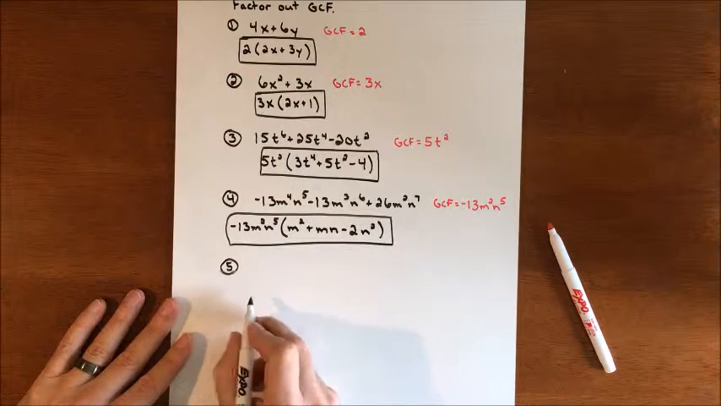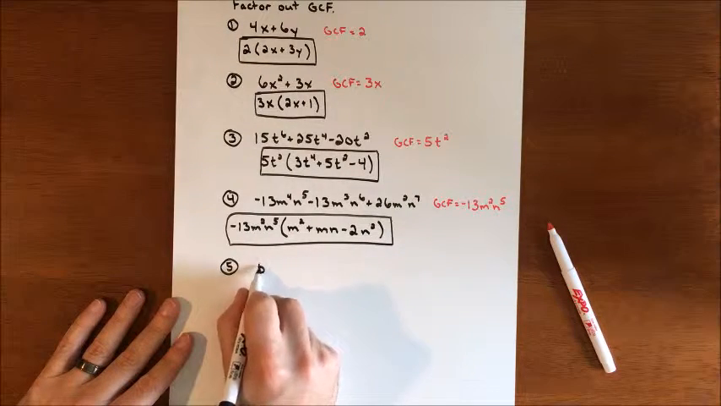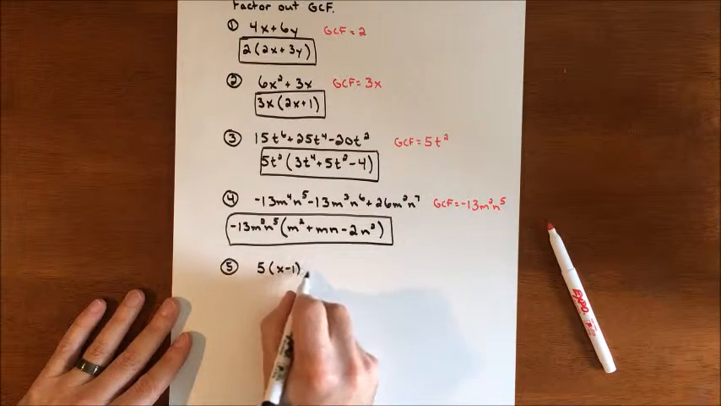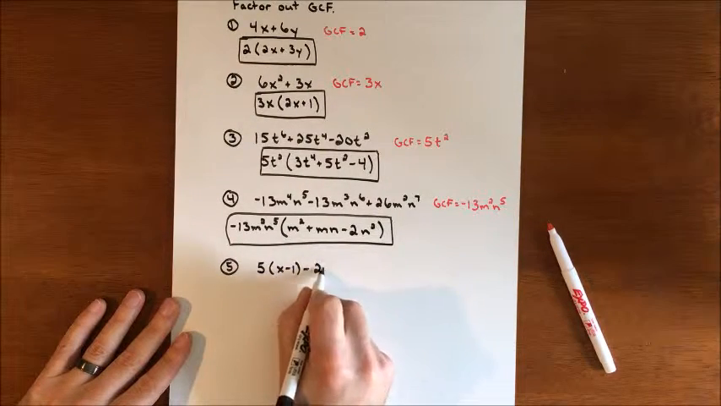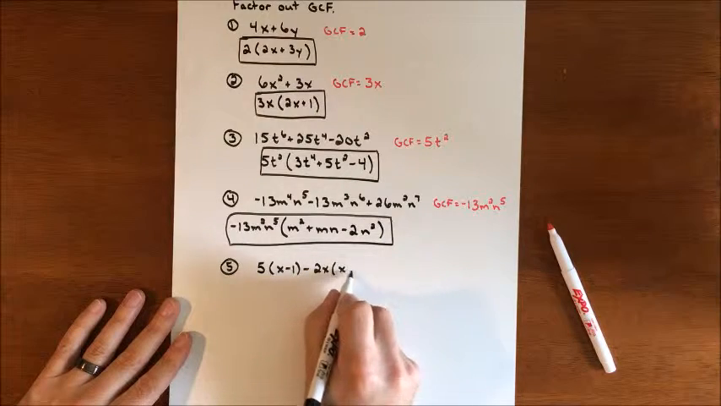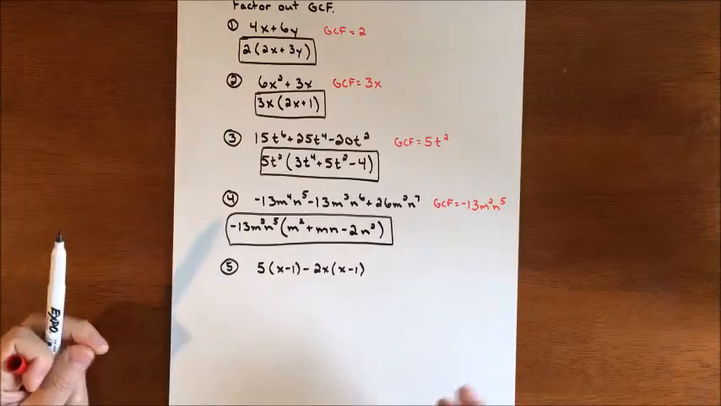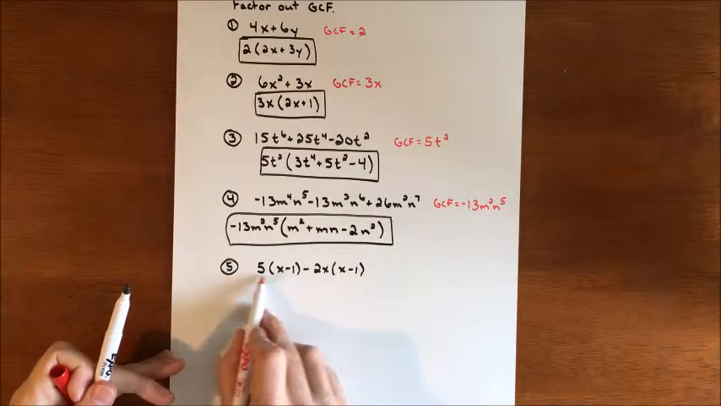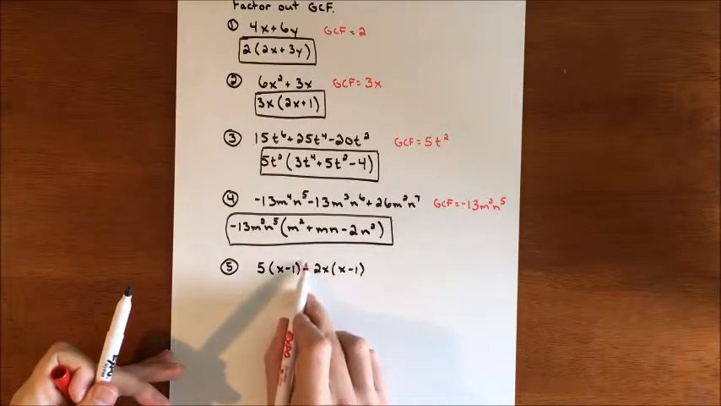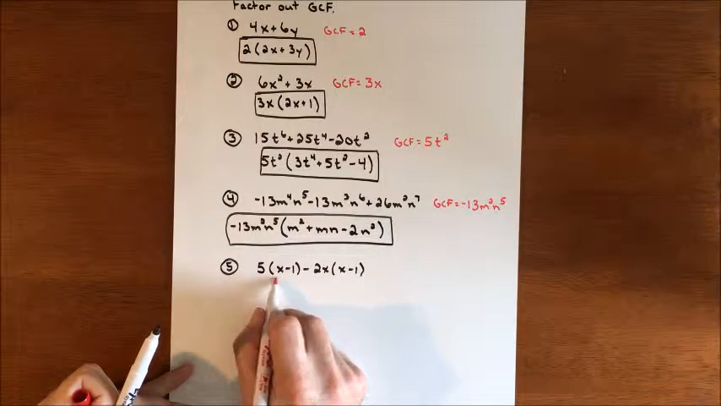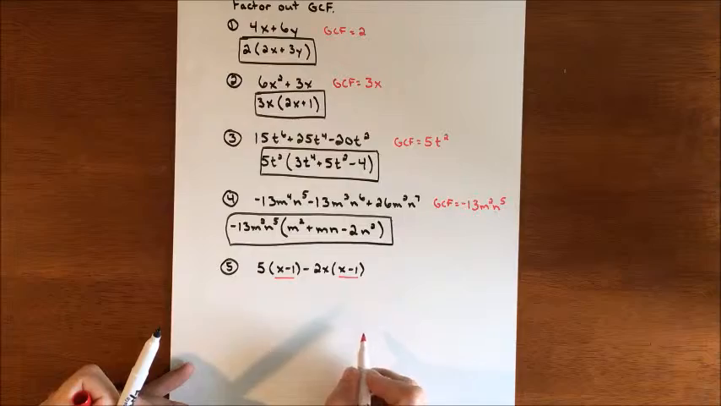All right, last one. 5 times x minus 1 minus 2x times x minus 1. Now this one's a little tricky. So what do these two pieces have in common? Well, this is one term, this is another term. Addition and subtraction kind of separate that. So these two pieces actually have an x minus 1 in common.